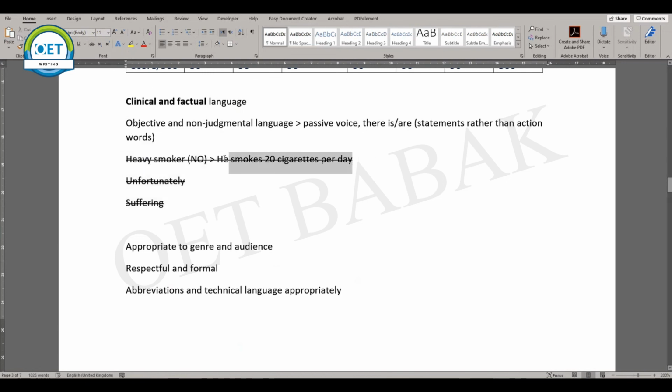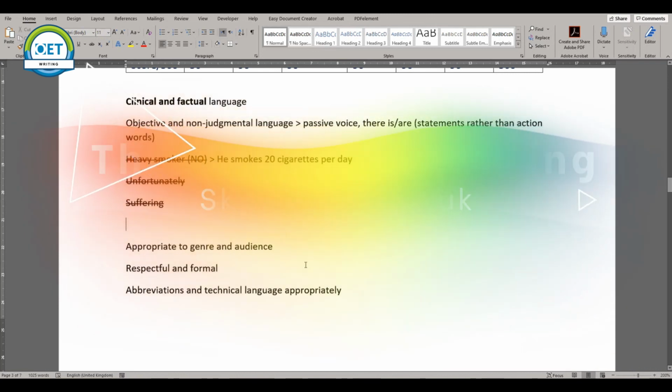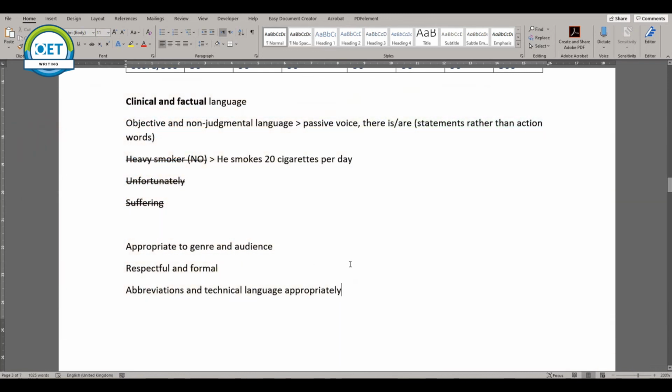Right. Okay, so passive voice, respectful and formal language, and abbreviations and technical language.